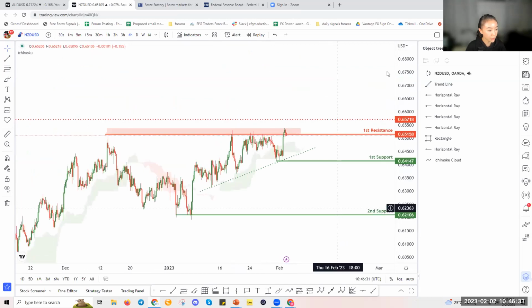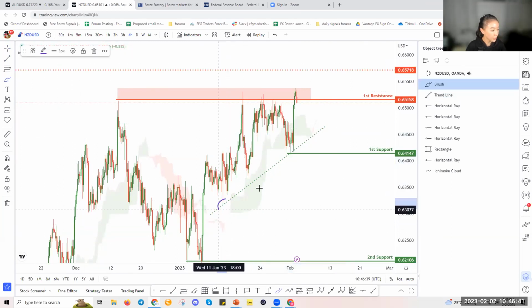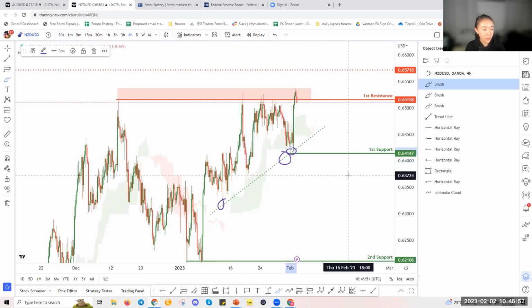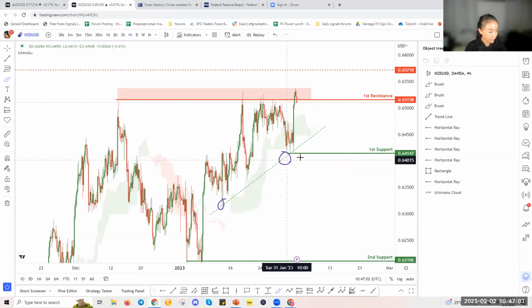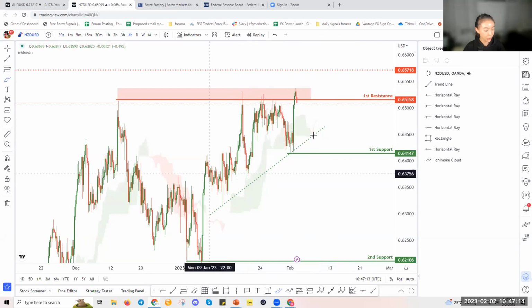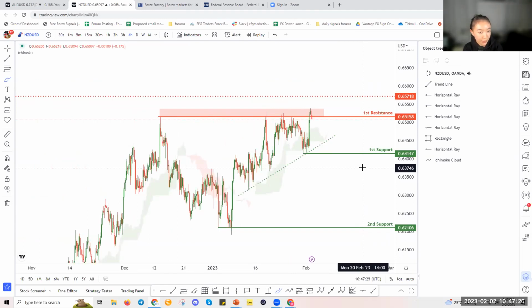As we can see, there are many touches here. This one did not touch, but almost there. This one is nearly touching, and these two already touch it. So it has three or four points of touching, so this trend line is very significant. Since there is an ascending trend line, and since there is no ascending channel because the price is moving up quite high, my prediction is that the price is going to go up.